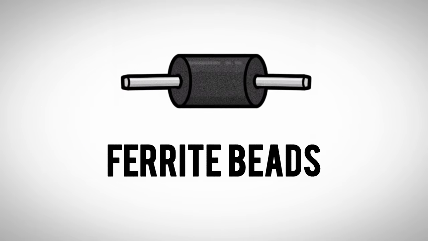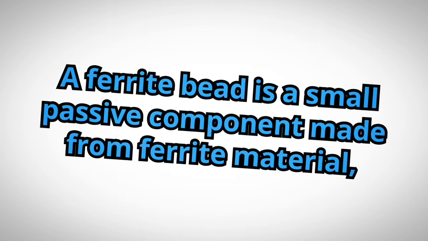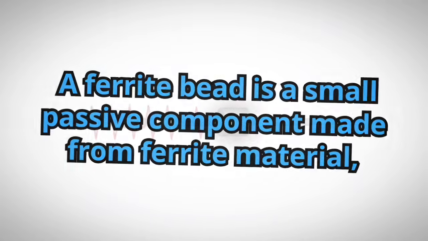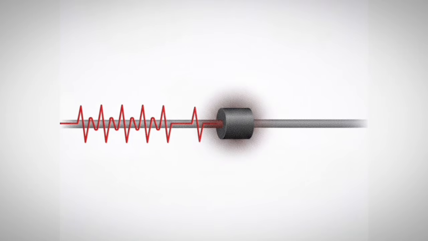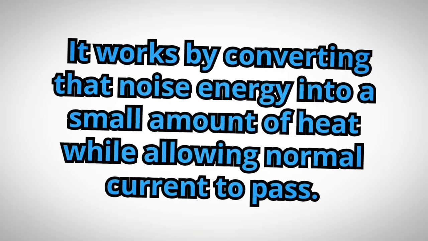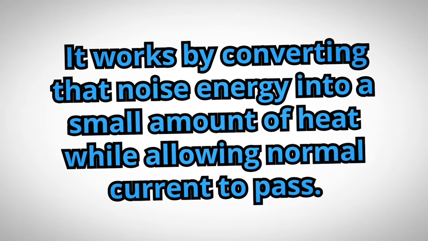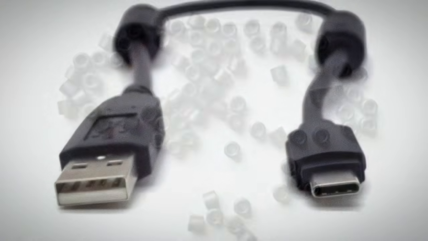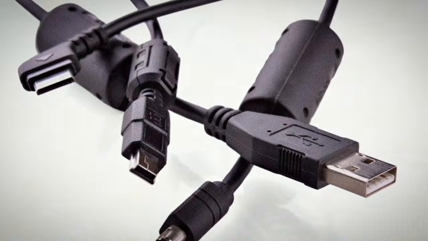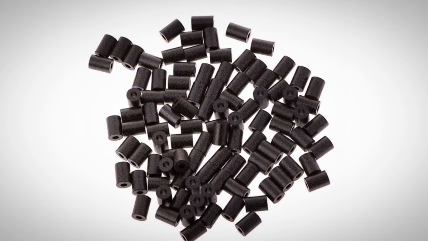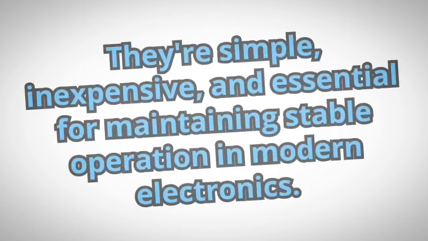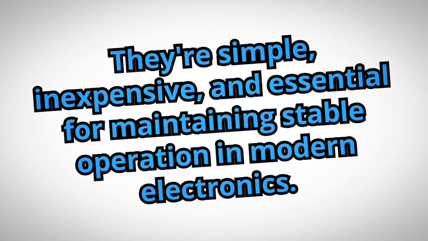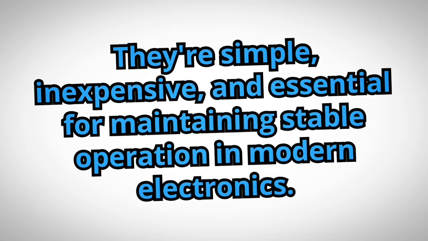Next, we have ferrite beads. A ferrite bead is a small passive component made from ferrite material, designed to block high-frequency electrical noise. It works by converting that noise energy into a small amount of heat while allowing normal current to pass. You'll often see ferrite beads on USB cables, power cords, and circuit boards to prevent interference and keep signals clean. They're simple, inexpensive, and essential for maintaining stable operation in modern electronics.